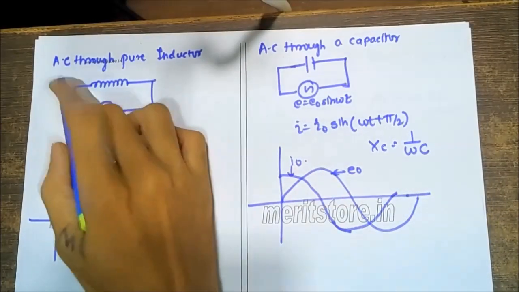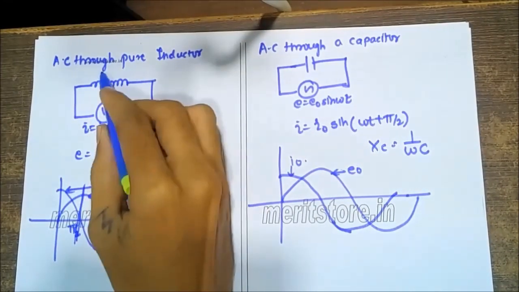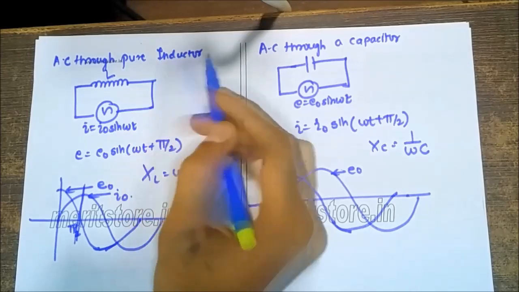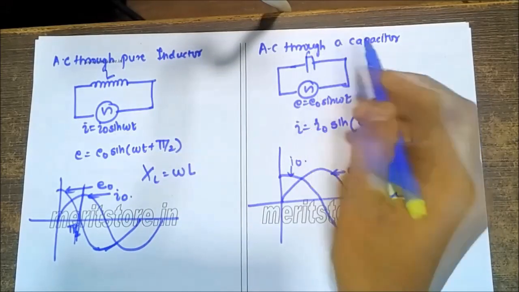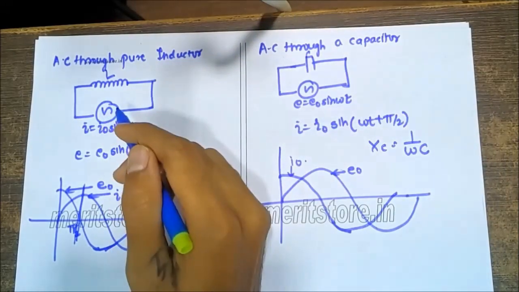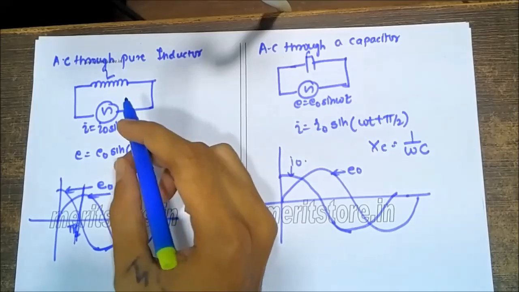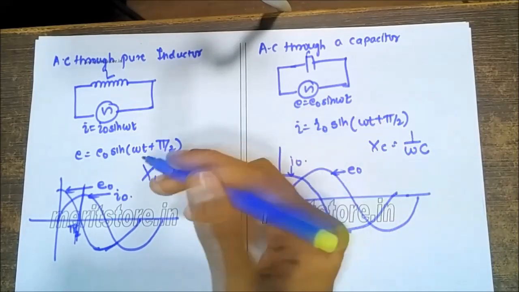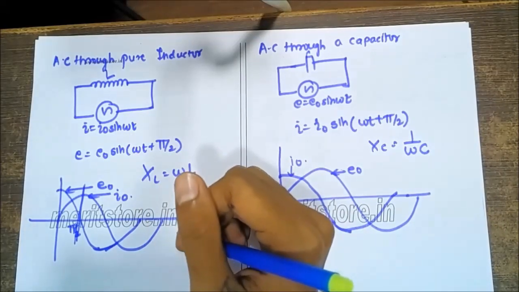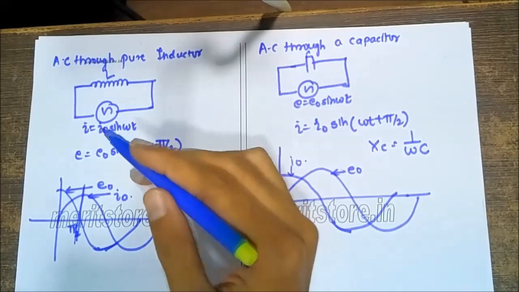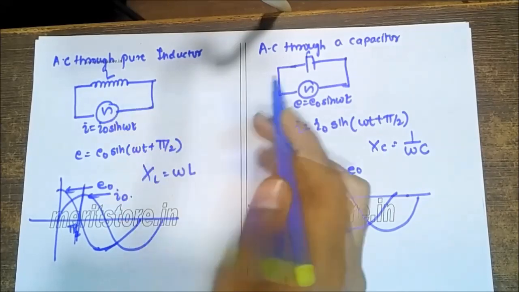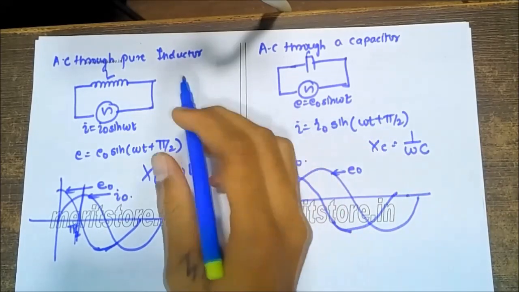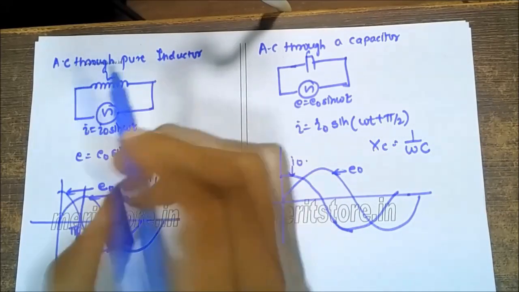We are going to go through an AC current passing through a pure inductor of inductance L, and an AC current through a capacitance C. Earlier we studied the opposition offered by a resistance to an alternating current. Now we are going to study the opposition offered by a pure inductor and a capacitor, and that opposition we call the reactance.